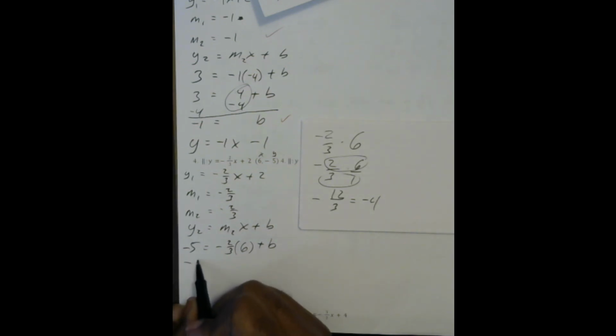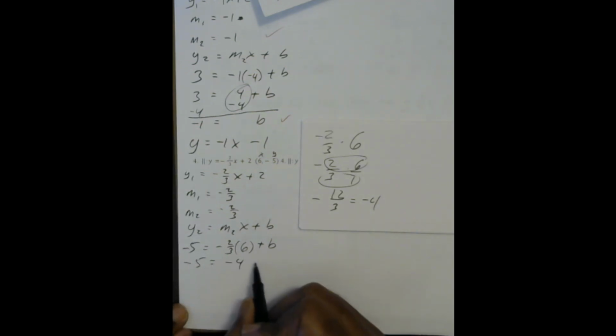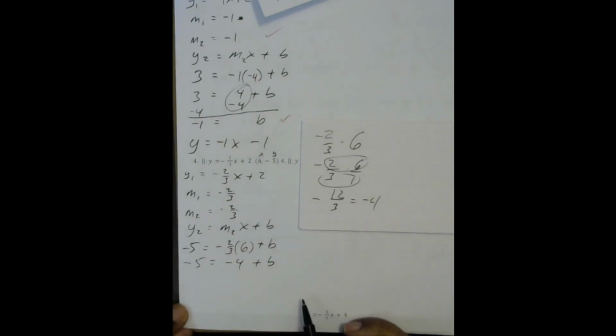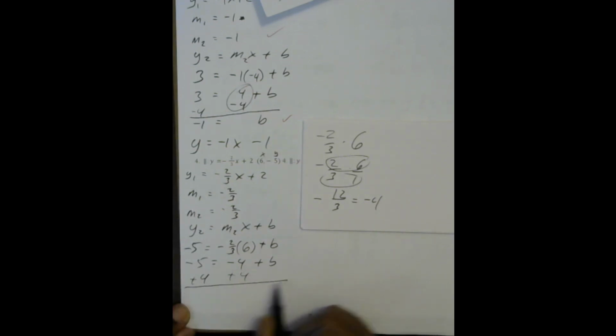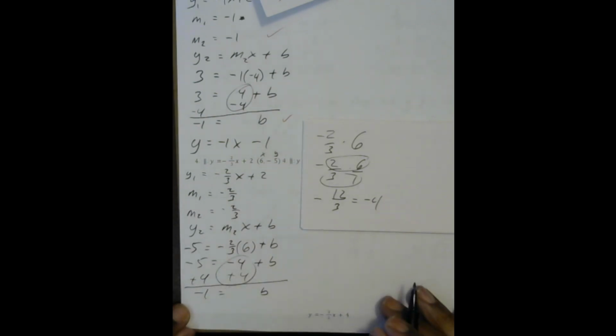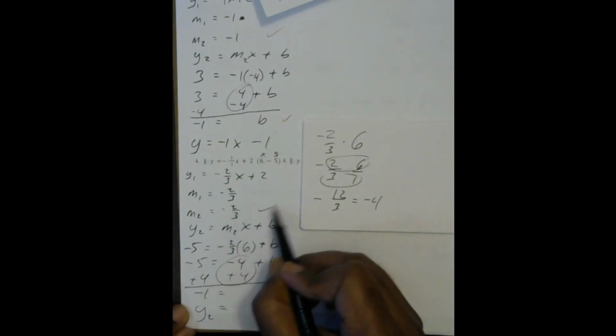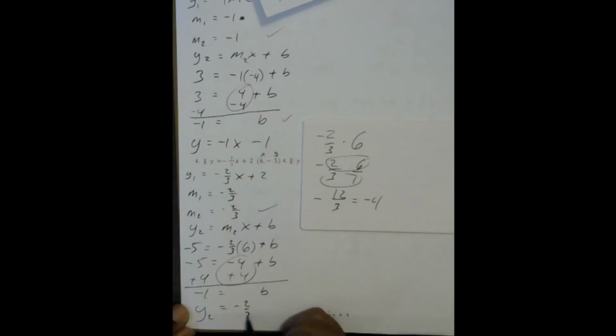So this is -5 equals -4 plus b. And then I can solve for b by saying +4 on this side, +4 on this side, and I'll get -1 equals b, because this cancels. And my final equation, the second equation, will be y equals, let's see, where's my slope? Oh, there it is right there. -2/3 x, and then my b right here, which is -1.